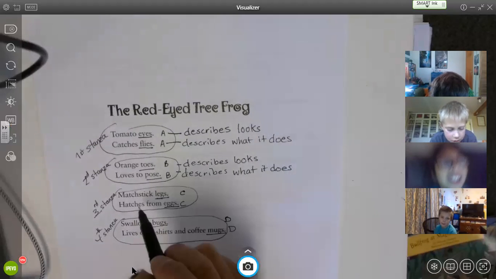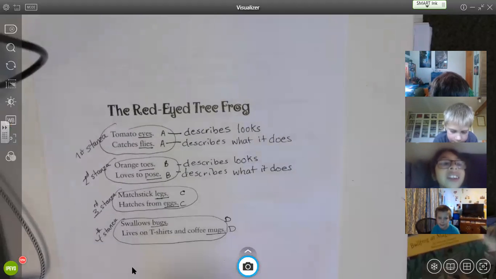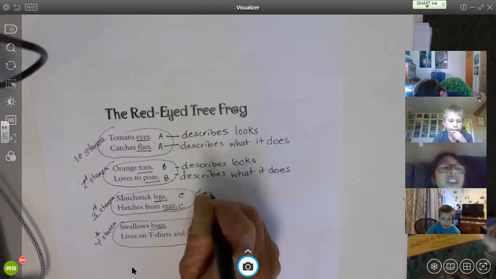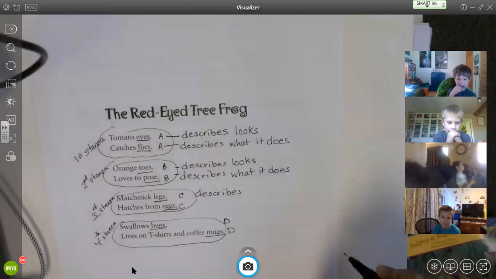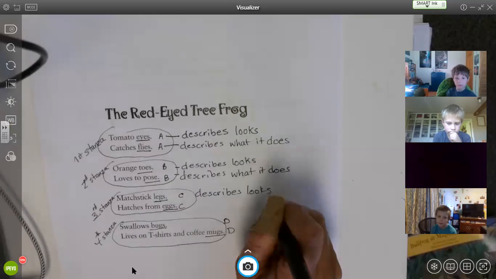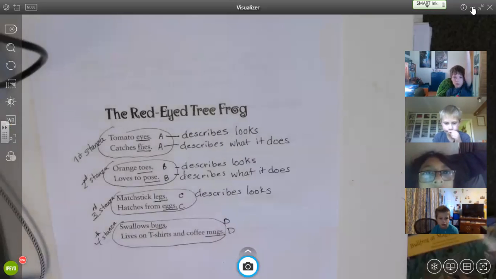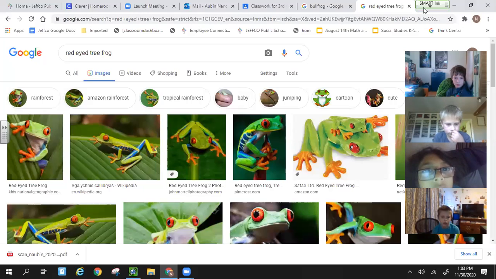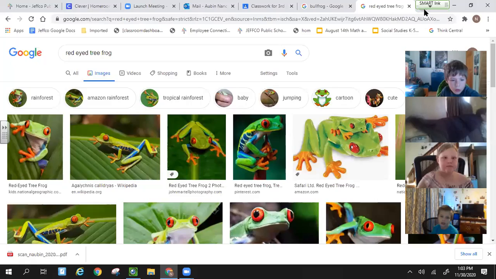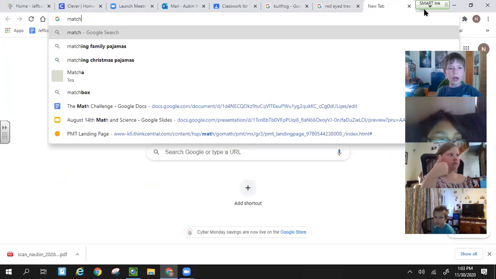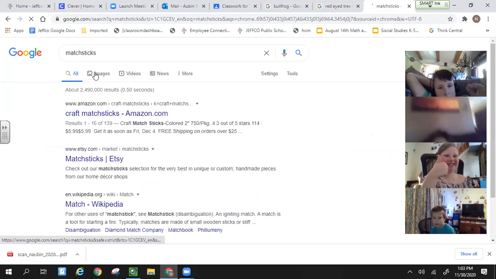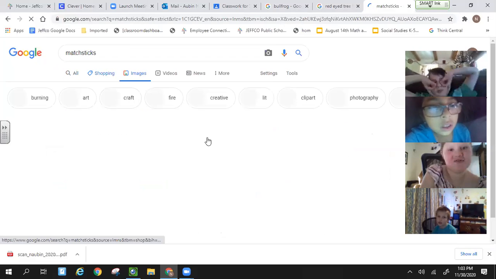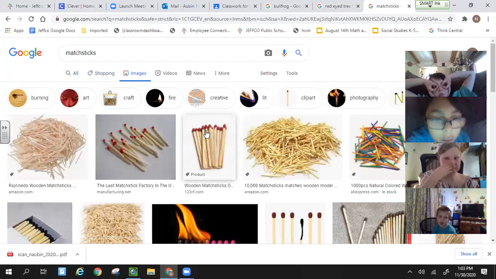Matchstick legs. Do you think that describes what it looks like, Robert? Or do you think it describes what it does? Matchstick legs. Yeah, that describes its looks. Do you guys know what matchsticks look like? Yeah? August, skinny. Let me show you. They look like little sticks. By the way, don't play with matches. They can start things on fire. So matchsticks look like this, right? Notice that they're kind of straight and they have that color on the end.